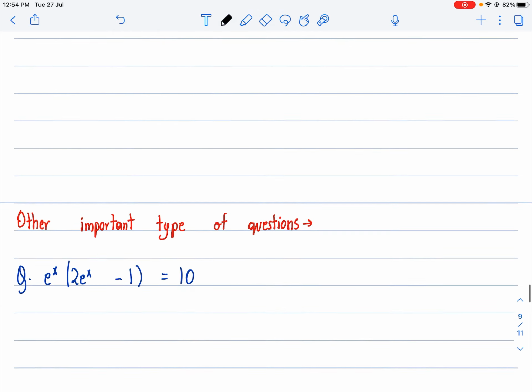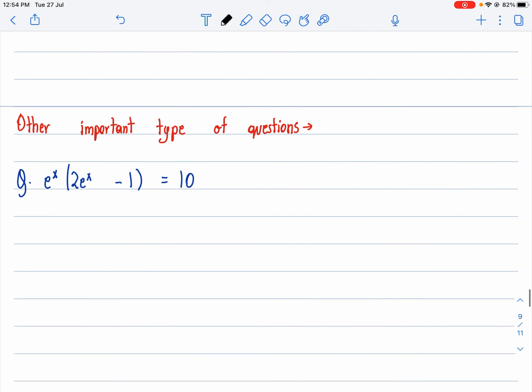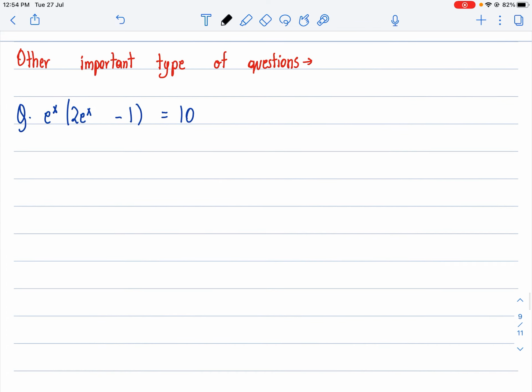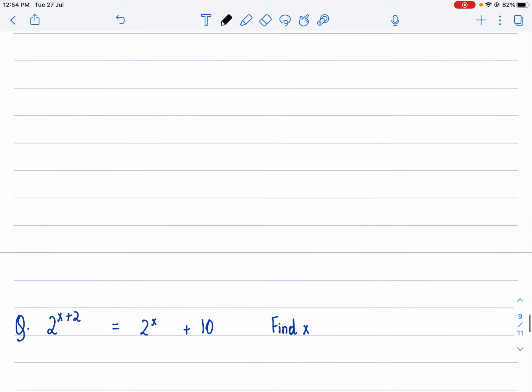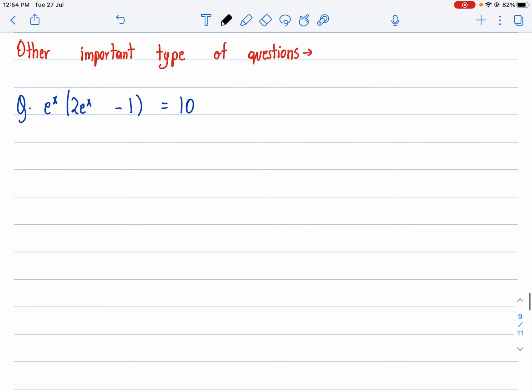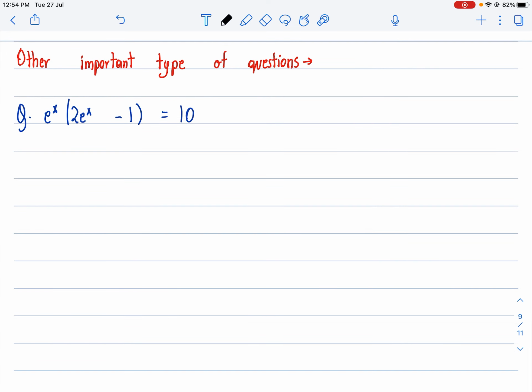Correct? Now, there are some other type of questions, very important type of questions, which they normally ask. So I wanted to mention those to you because it's really important for you to understand these. So let's say if I get something like e raised to x multiplied by 2 e raised to x minus 1 equals to 10. And they ask you to find the value of x. Correct? So how do you solve something like this?